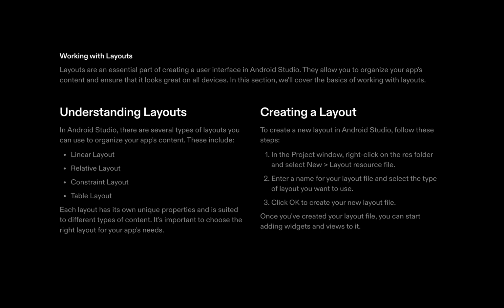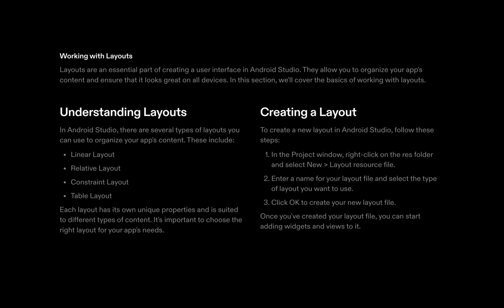Now, understanding the layouts. In Android Studio, there are several types of layouts you can use to organize your app's content. These include linear layout, relative layout, constraint layout, and table layout. Each layout has its own unique properties and is suited to different types of content. It's important to choose the right layout for your app's needs.